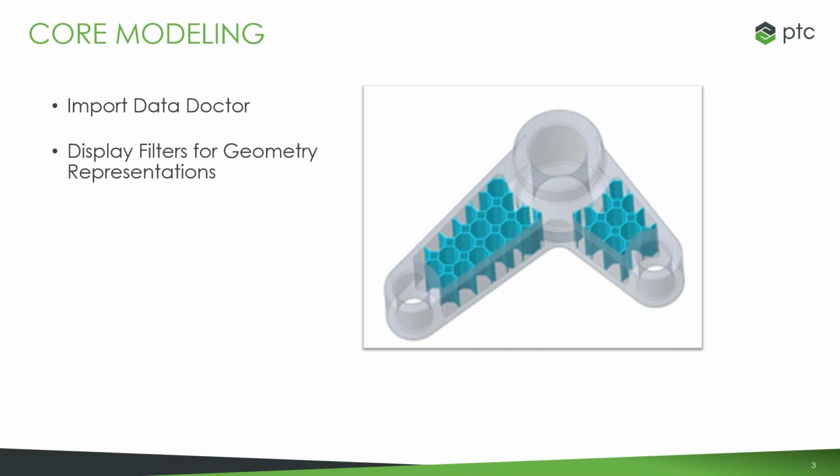We also have new display filters for geometry representations. Whenever you're showing off these different representations, we've improved your ability to show off different features. So for example, here, if you wanted to highlight these lattices we created, but have the rest of it be translucent, there's a lot of options around that to really display these different features, which is especially helpful if you're working with things like multi-body.